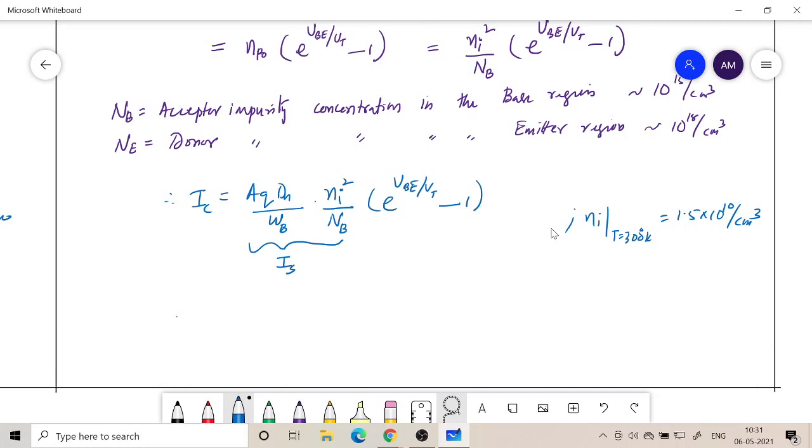Thus the collector current Ic is equal to Is into e raised to Vbe by Vt minus 1, where Vbe is the base emitter voltage. Now if you are forward biasing the base emitter voltage, you will definitely apply something like 0.6 or 0.7 volts. So Vbe is of the order of 0.7 volts.